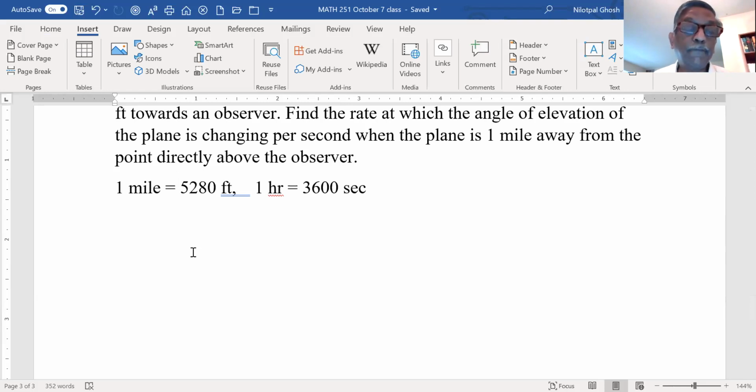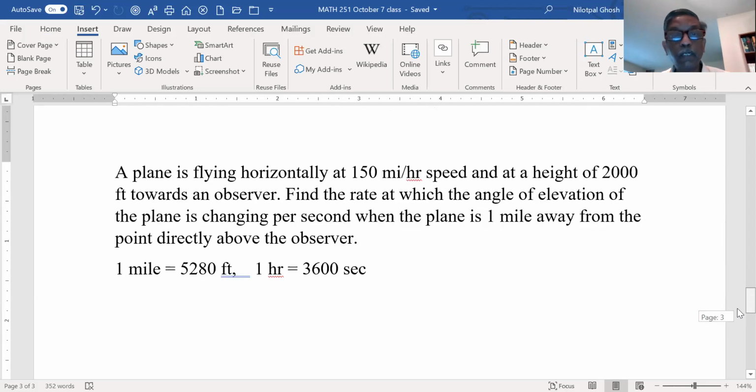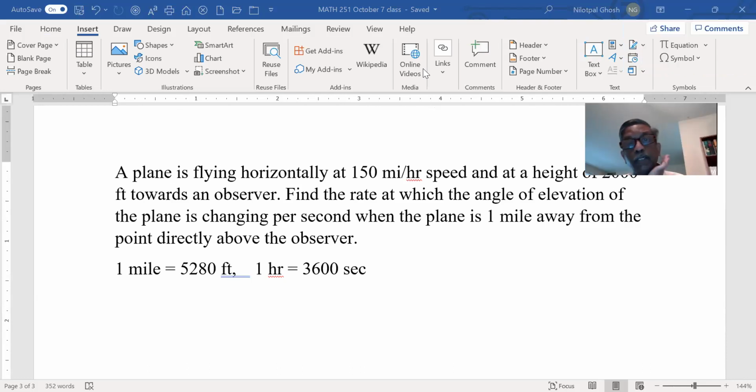So what should be our primary variables? To do the problem, first we define the primary variables. So I'm going to draw a picture on the whiteboard. Let's see. Draw a picture. So here is, suppose, our ground. Here is, suppose, the observer.